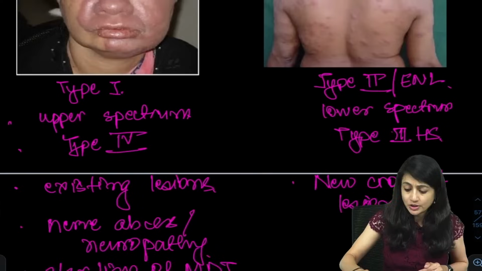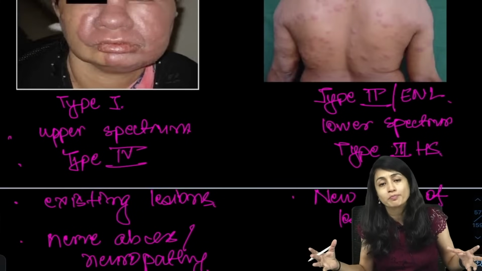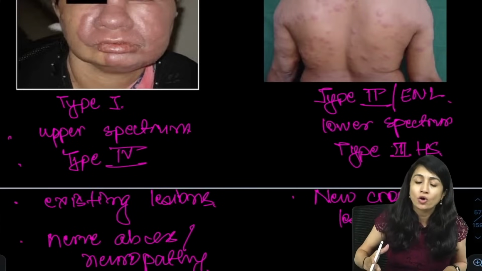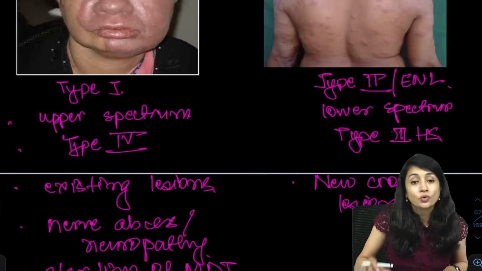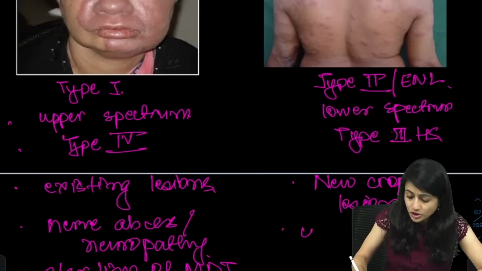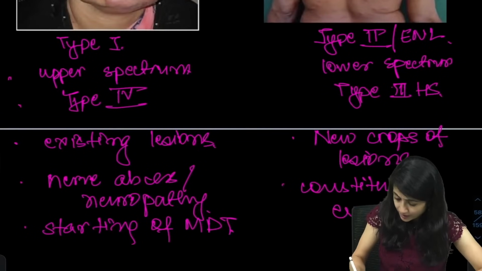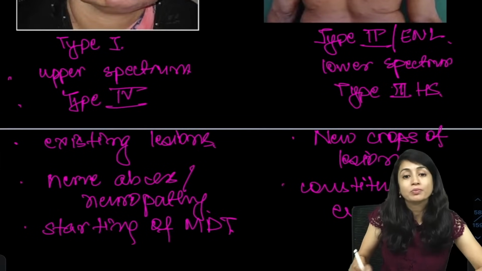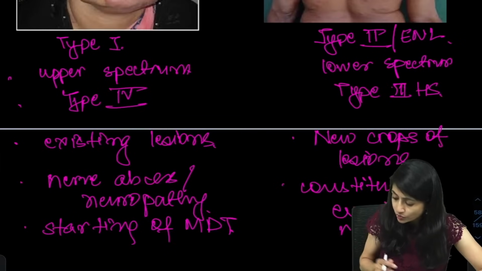be the important features. Whereas ENL reaction occurs because there is so much load of bacilli, so a type 3 or antigen antibody reaction develops against this. This is seen in lower spectrum. You see newer crops of lesions. You see lots of constitutional symptoms like evening rise of temperature here. Here there is evening rise of temperature, and with evening rise of temperature you see development of new crops.